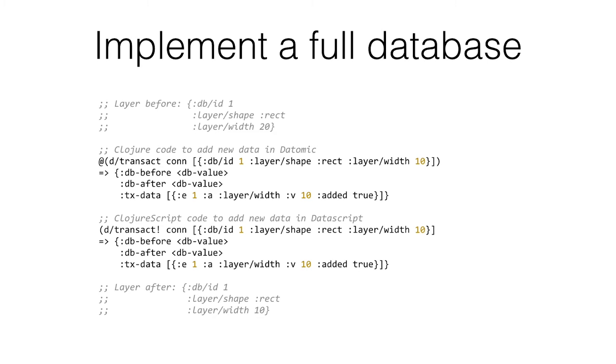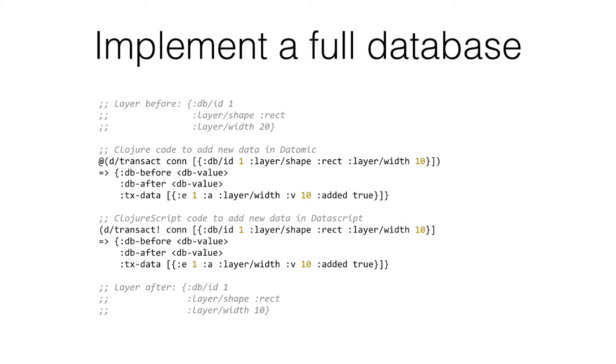Okay, so there are a couple of ways to do this. The way we did it in Precursor is we just implemented the full database on the client. We use this thing called DataScript. On the top right here, this is what the server uses to transact new data, and this is what it returns. On the client, it does the same thing. It's almost identical, except that there's an exclamation point, and you don't have to dereference it.